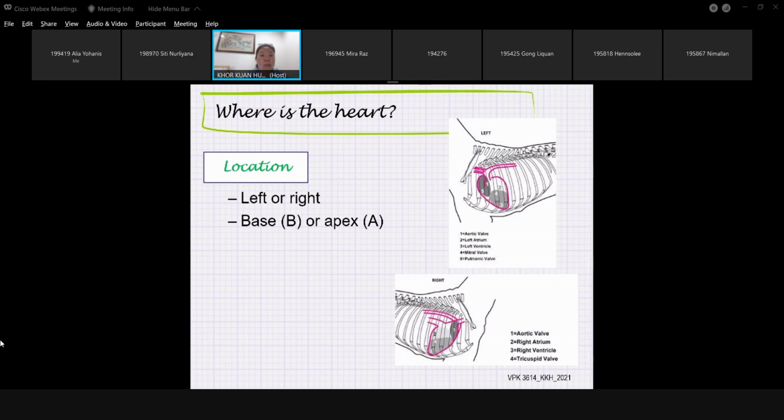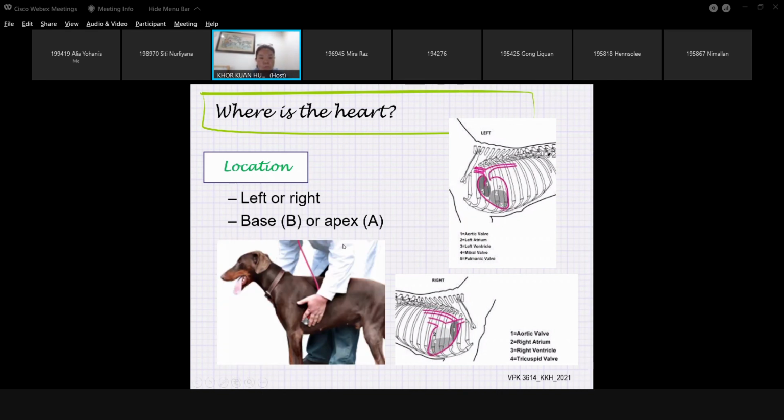Then after that, more terminologies that I'm going to expose you today is where is the base of the heart and where is the apex of the heart. So B is base, A is apex. Base of the heart is often here. You know that the heart lies between the thoracic rib of 3, 4, and 5. So this part is actually the base of the heart, and this part is the apex of the heart.